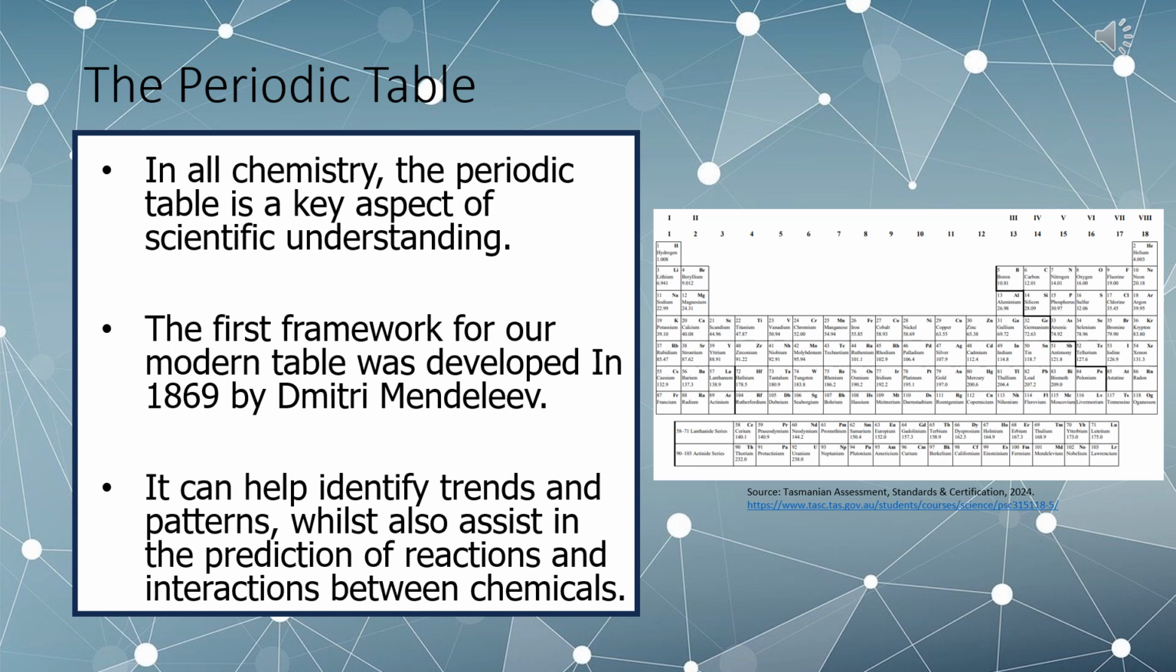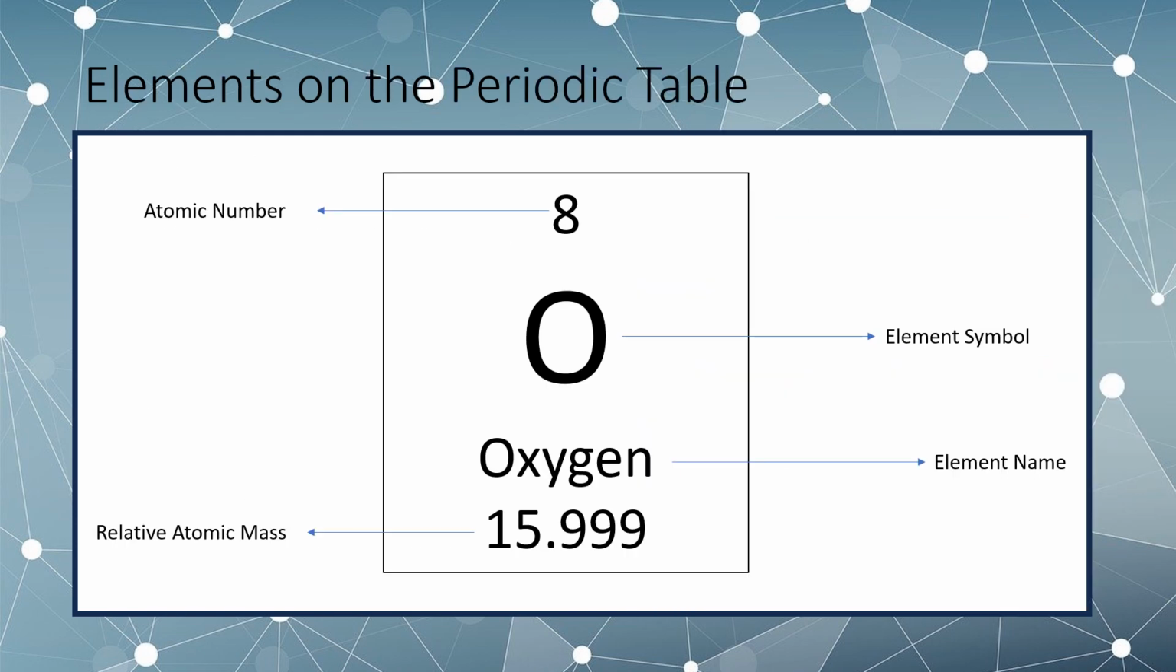The first framework for the current modern periodic table was developed in 1869 by Dmitry Mendeleev. It can help identify trends and patterns while also assisting in the prediction of reactions and interactions between different chemical groups. When looking at a specific element on the periodic table, there are four key factors to take into account.